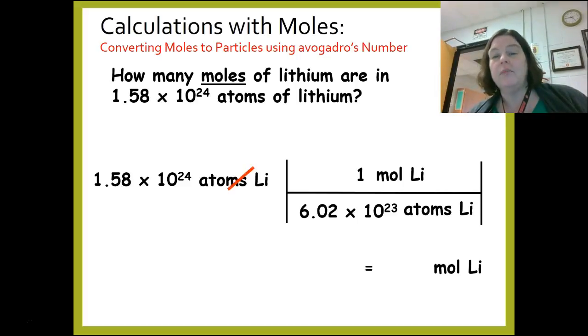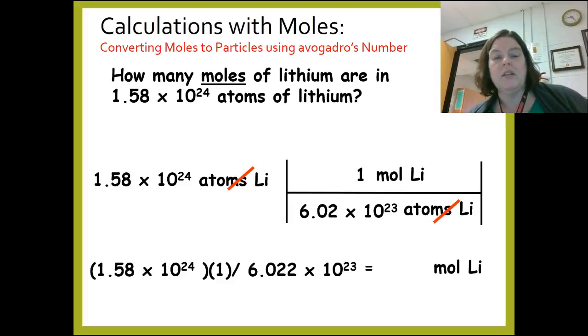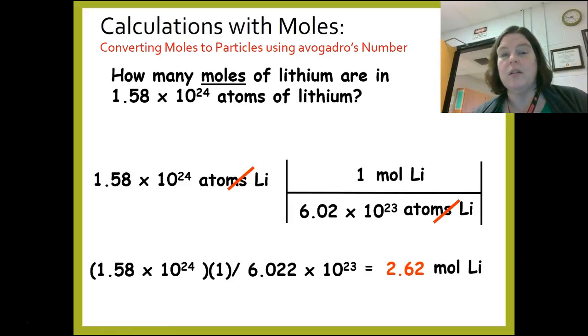Atoms cancel out. And then we have 1.58 times 10 to the 24th times 1, divided by 6.02 times 10 to the 23rd. This is when it just becomes a multiplication and division problem. So we get an answer. You notice I did this: 1.58 times 10 to the 24th times 1 divided by 6.02 times 10 to the 23rd, and we get an answer of 2.62 moles. So that's going from moles to particles and particles to moles.